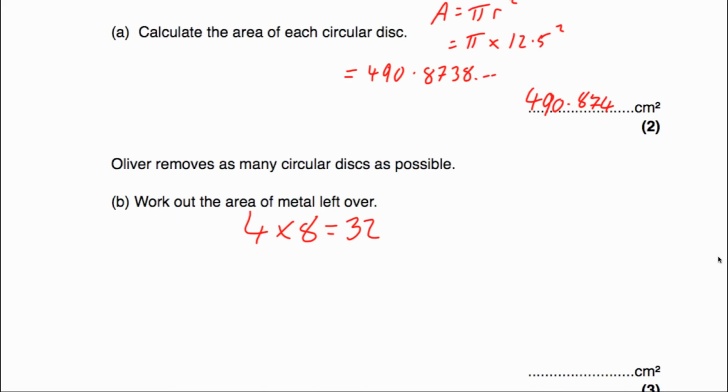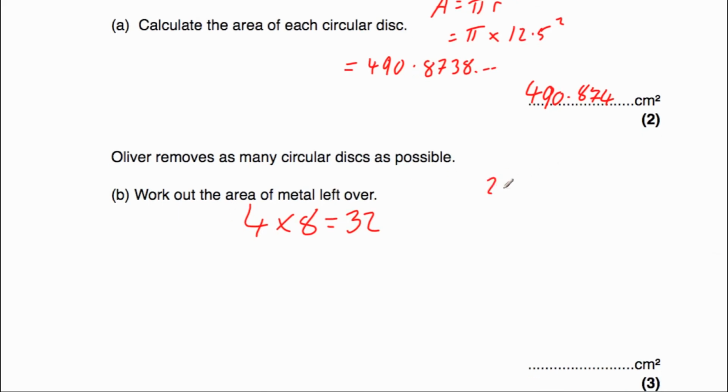So let's work out the area of the whole sheet of metal to begin with. The whole sheet of metal is 200 centimeters multiplied by 100 centimeters. So 200 times 100 is 20,000 centimeters squared. So the area of the whole rectangle is 20,000 centimeters squared. Now there's 32 circles and the area of each circle is 490.874. I'm actually going to use this unrounded answer, 490.8738 and so on, just because I'm going to be multiplying it by 32.